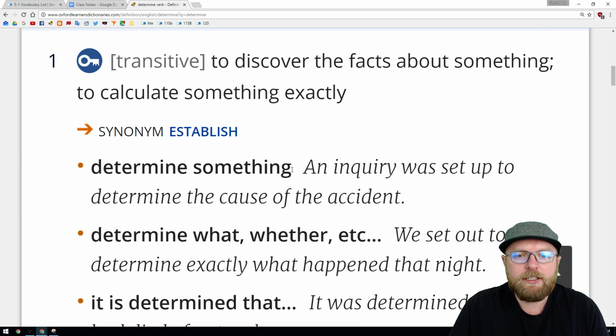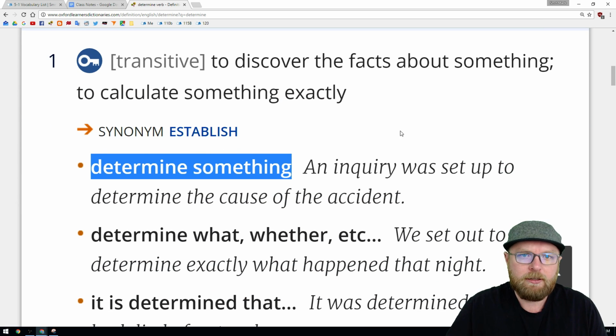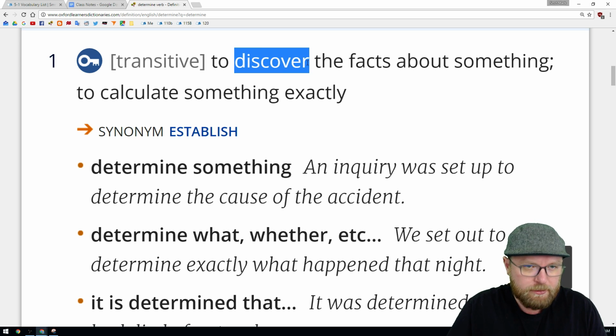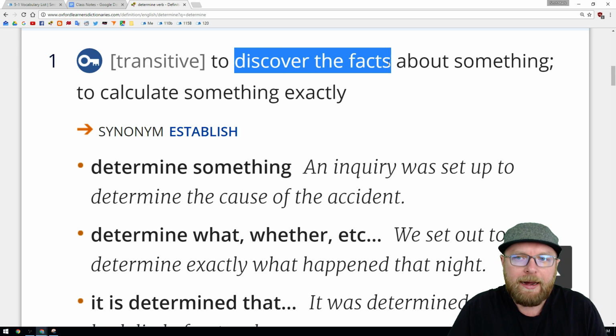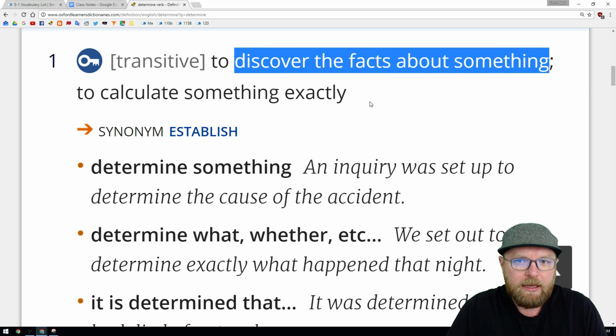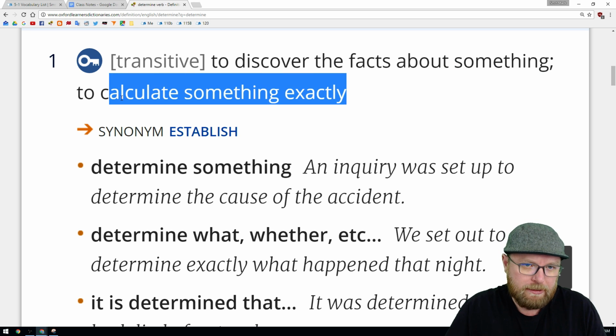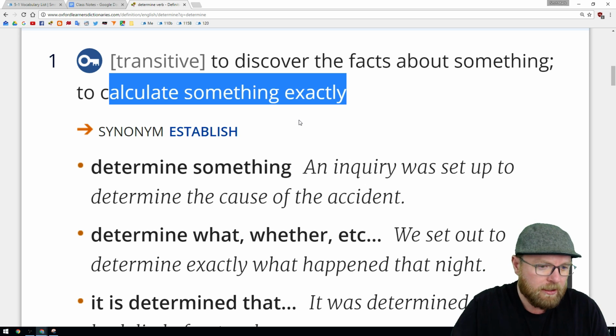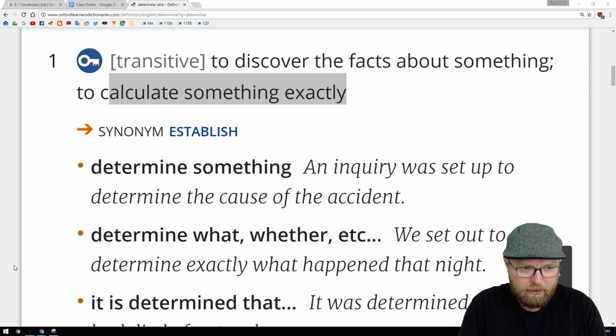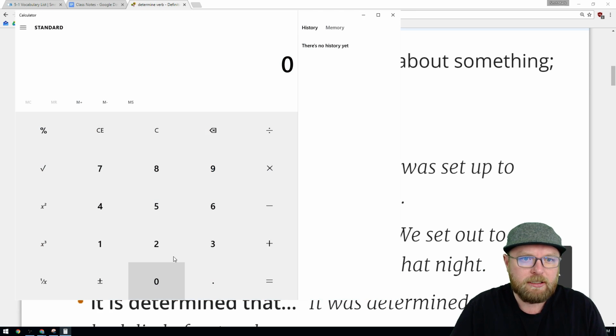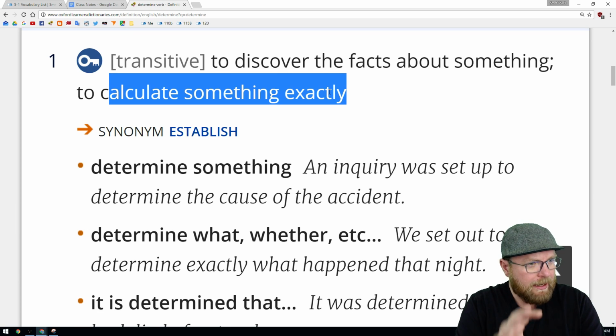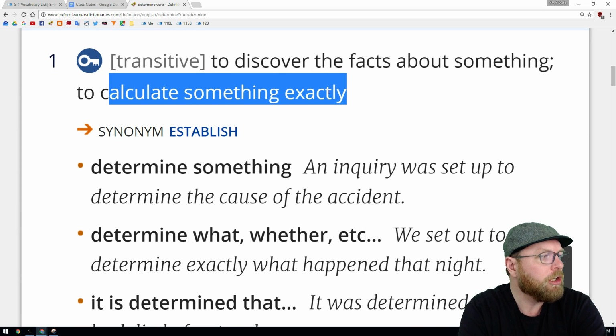Okay, so to determine something means to find out, to understand the facts about something. To calculate something. Calculate, you guys know the calculator on a computer, right? Let me just write this. Here's a calculator. So when you understand the price of something because of a calculator, you can say determine.